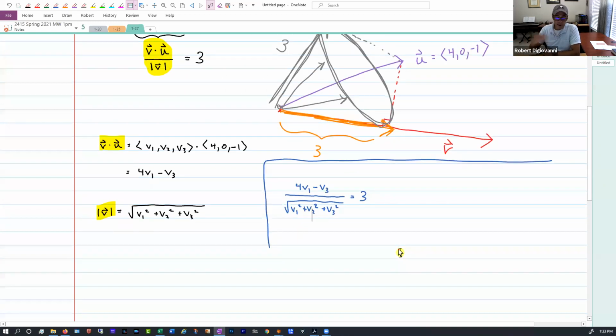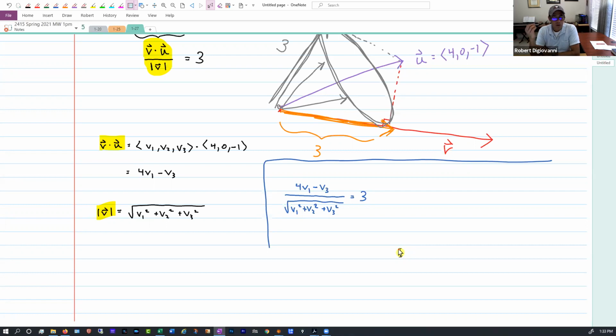Now, right away, you should notice that we have a single equation, and we have 3 unknown variables, right? And anytime you have one equation and 3 variables, there is not a unique answer. That means you're going to have infinitely many answers.